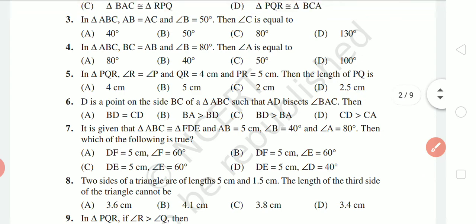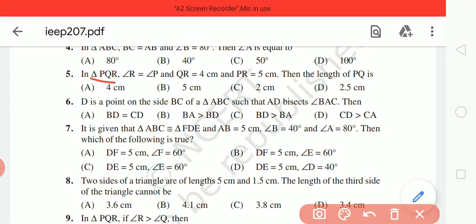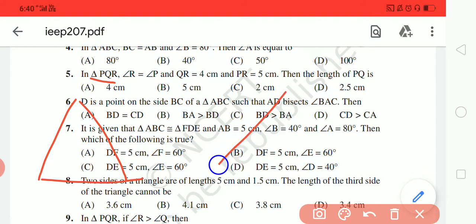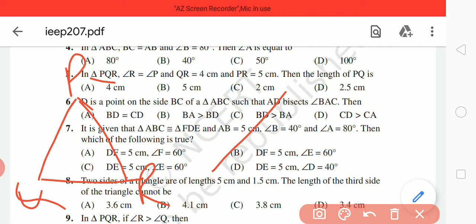Now come to question number 5. We have given a triangle PQR where R and P are equal, and some measurements. Let us draw the triangle PQR. We have given R equal to P. This P and R are equal. What does it mean? The sides opposite the equal angles are equal.